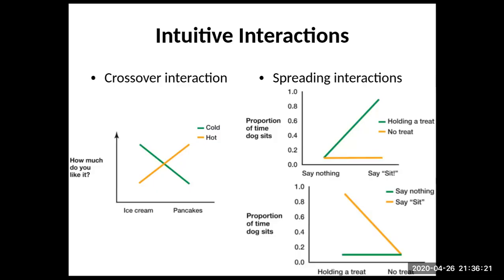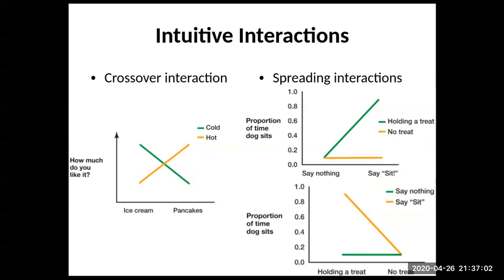So what you see here is for the yellow line, when there's no treat, whether you say nothing or you say sit, nothing happens. The dog does not sit. If you are holding a treat but say nothing, the dog is still not sitting. In this case, the only time that one of the lines moves for 1 second or so is if you're holding a treat and you say sit. This is a spreading interaction. So when you're holding a treat, it increases. The other line, when you have no treat, does nothing. It stays flat. There's no difference. So one is increasing, the other line is staying the same. Again, they're not parallel, so that is a spreading interaction.